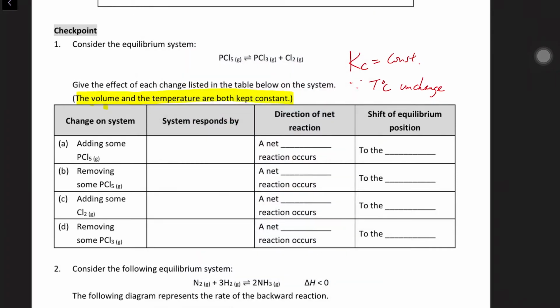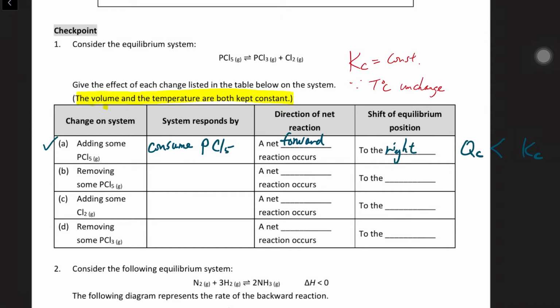Now, the first one is add more PCl5. So if we add more PCl5, that means the Qc, so how is Qc related to Kc this time? More reactant, that means the Qc will have a smaller value because the denominator will be greater, okay? So the system responds by consuming PCl5, okay? So how can the system consume PCl5? Easy, it's a net forward reaction, okay. And then the result is the equilibrium position will shift to the right.